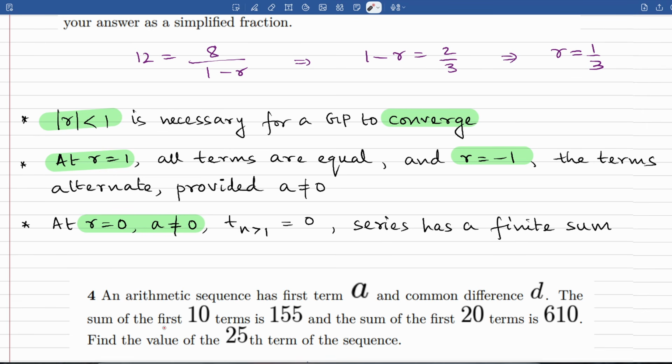Try this question. An arithmetic sequence has the first term a and common difference d. The sum of the first 10 terms is 155 and the sum of the first 20 terms is 610. Find the value of the 25th term of the sequence.